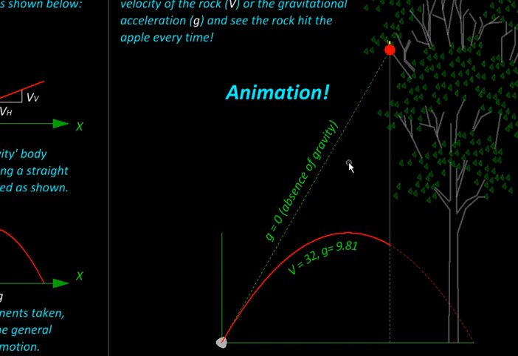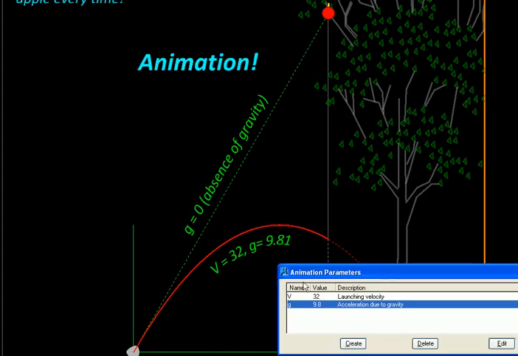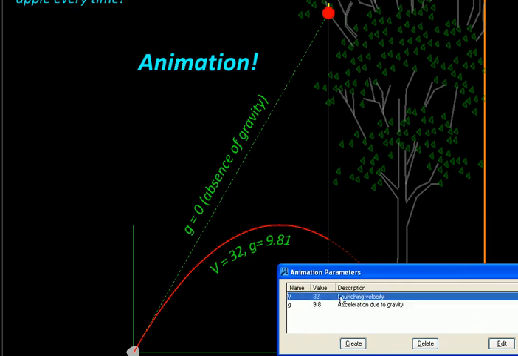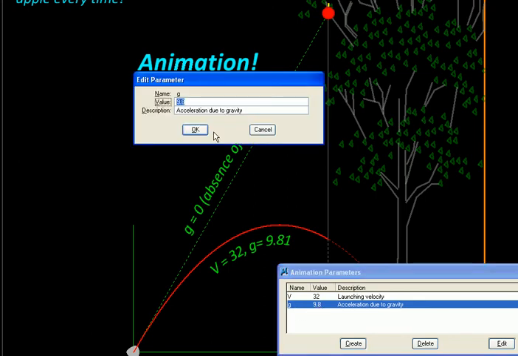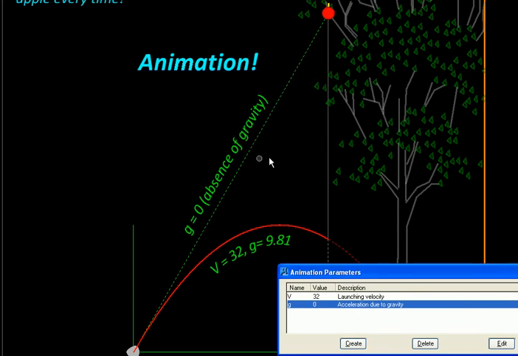If at all it happens, it will be somewhere in midair. So this looks like an extremely complex interaction. To simplify this, let us take gravity out of this scenario. So we have opened this animation parameter dialog where we can control the velocity of the stone and the gravitational acceleration g. Let us edit it and make it 0. So there is no gravity.